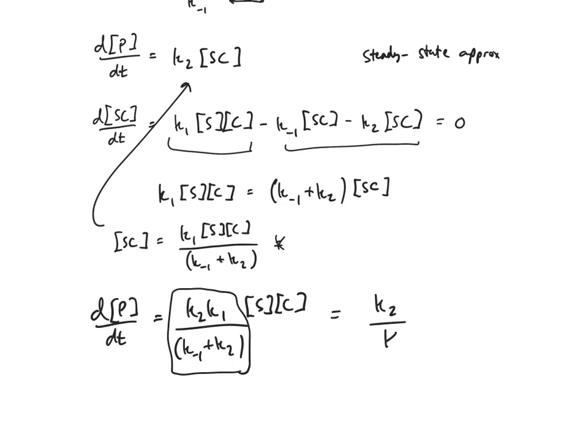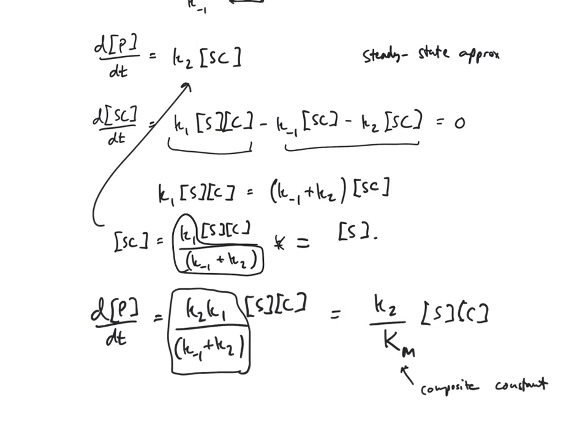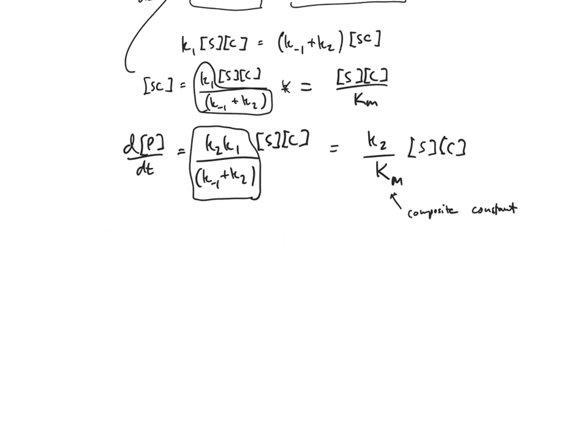as k2 over Km times the concentration of S, concentration of C. This Km here is called the composite constant. Notice that it also appears right up here in this expression. It's this right there. That is Km. So this becomes concentration of S, concentration of C, over Km, like that. And when it applies to enzymes, we will see that it has a different name, but we'll get to that in the next video.